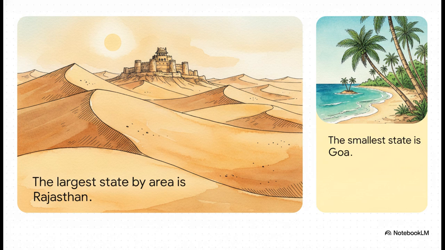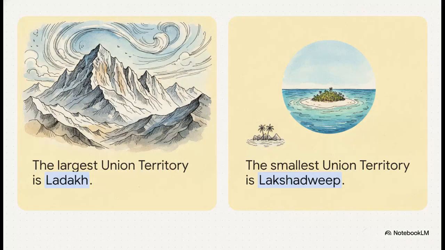But the scale within these puzzle pieces varies wildly. Take Rajasthan, for example. It's the largest state by area, covering huge sweeping swaths of the northwest. Compare that to Goa, the absolute smallest state, which occupies just this tiny picturesque sliver on the western coastline. It really highlights how diverse the administrative makeup of the country is. We see that exact same kind of spatial extreme when comparing the Union territories, too.